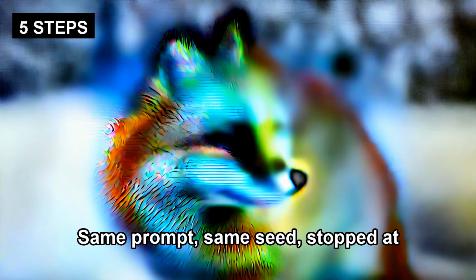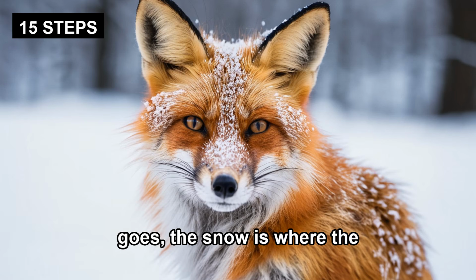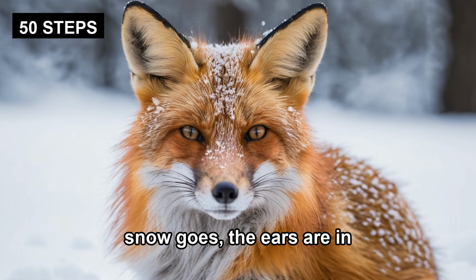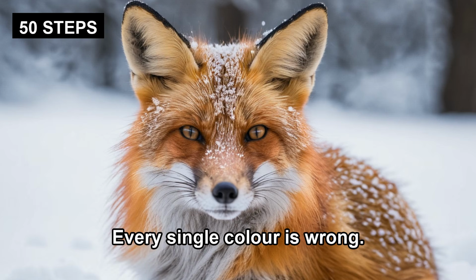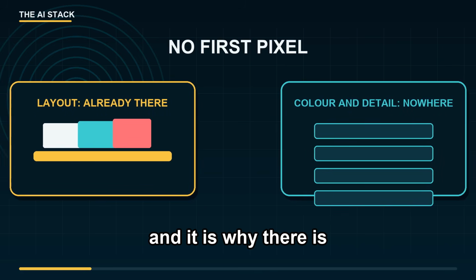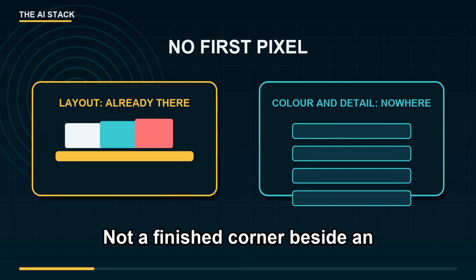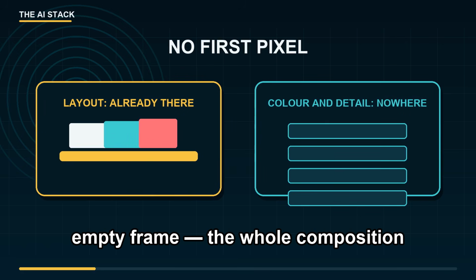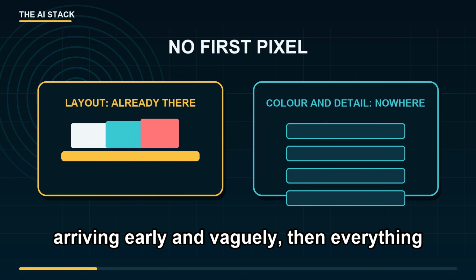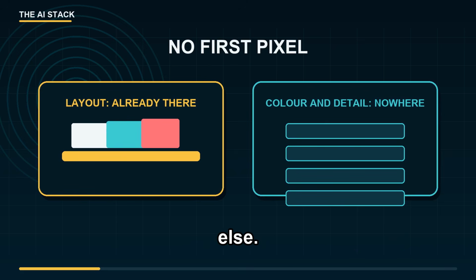Same prompt, same seed, stopped at 5 steps, then 15, then 50. At 5, the whole picture is already laid out. The fox is where the fox goes. The snow is where the snow goes. The ears are in the right place. Every single color is wrong. That is what all at once looks like, and it is why there is no first pixel and no first anything. Not a finished corner beside an empty frame, the whole composition arriving early and vaguely, then everything sharpening together. Nothing was ever done before anything else.